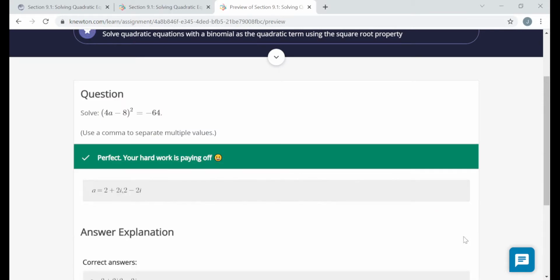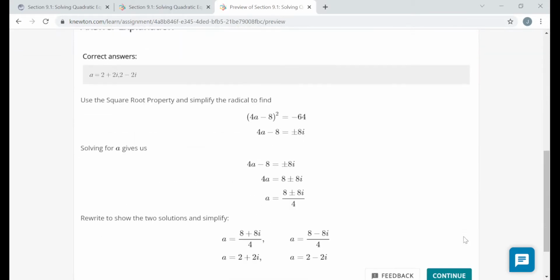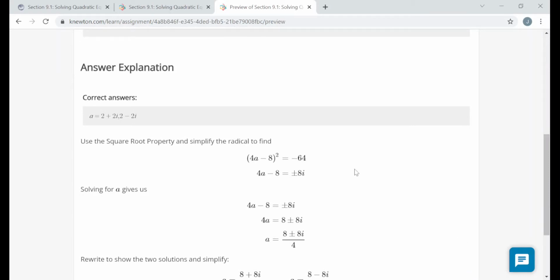Wonderful. All right, and so again, all about the square root property and when it can be used in this particular assignment. And it can only be used, this square root property, when you have a variable expression inside a square on one side and then just a constant, no variables, on the other side. That's the only time it can be used.